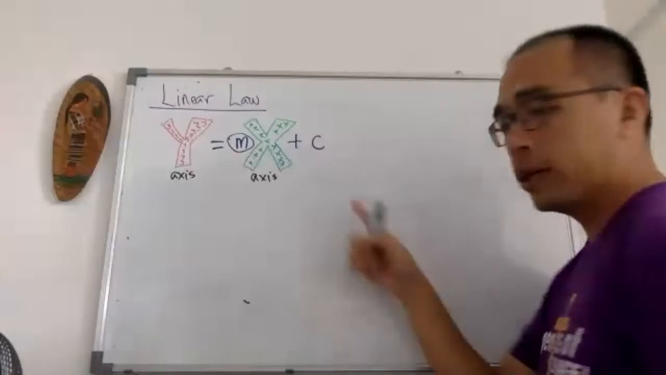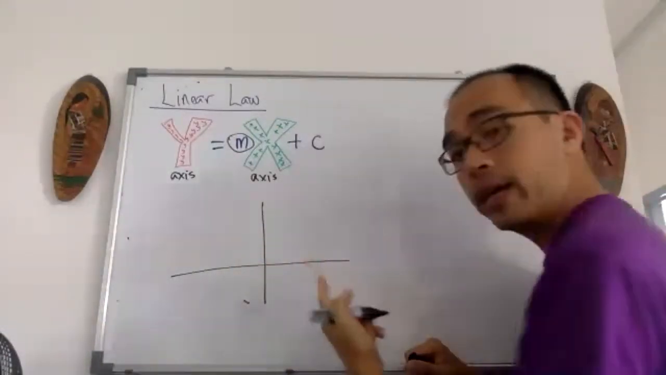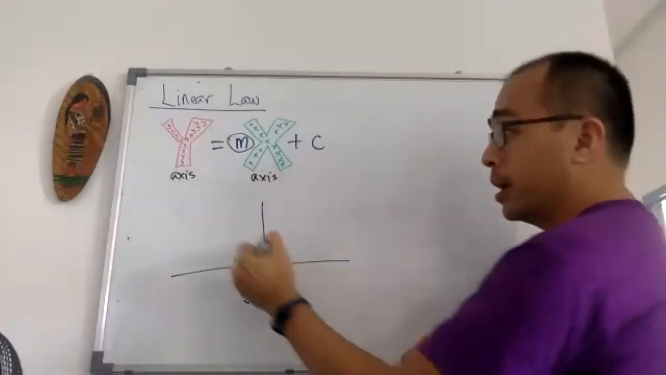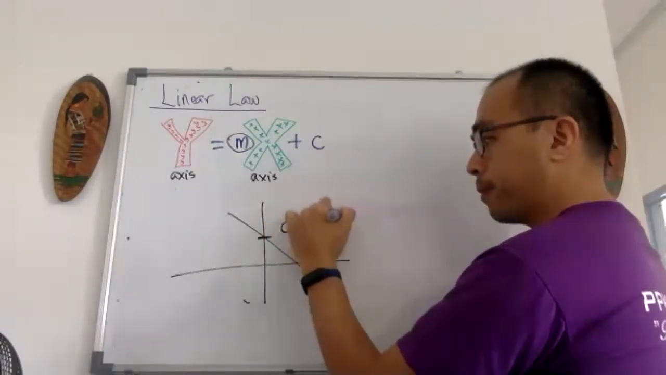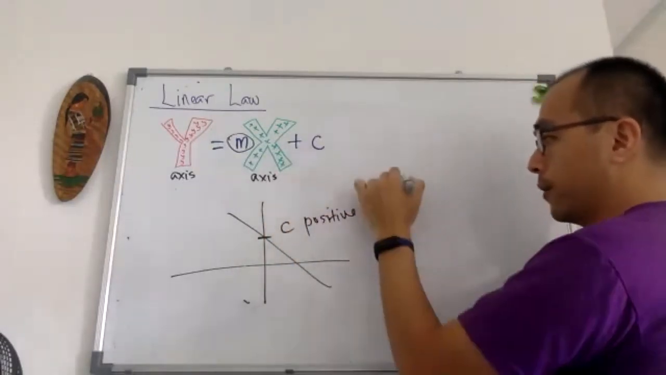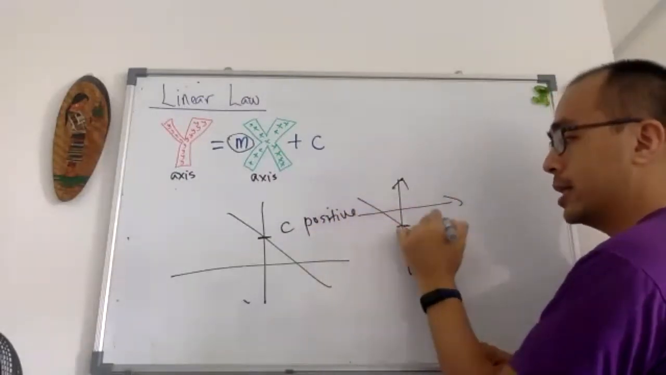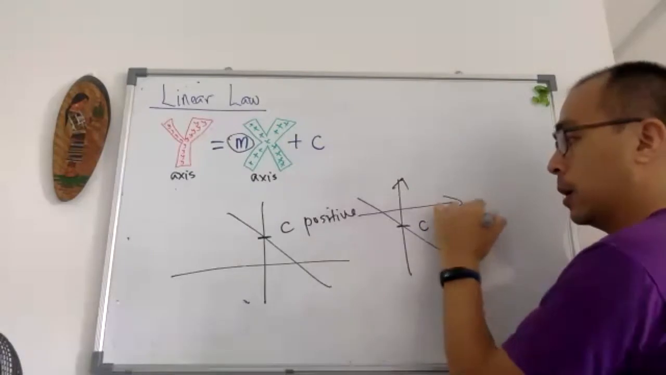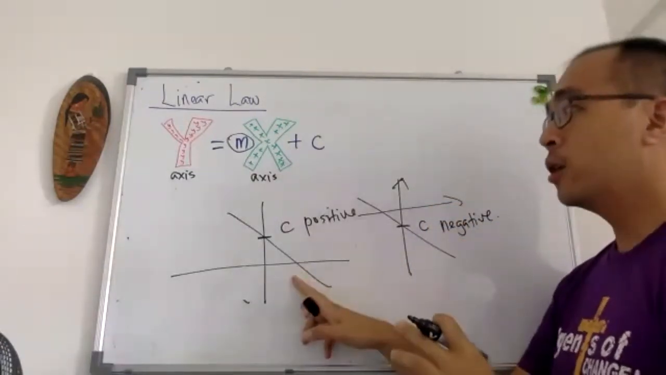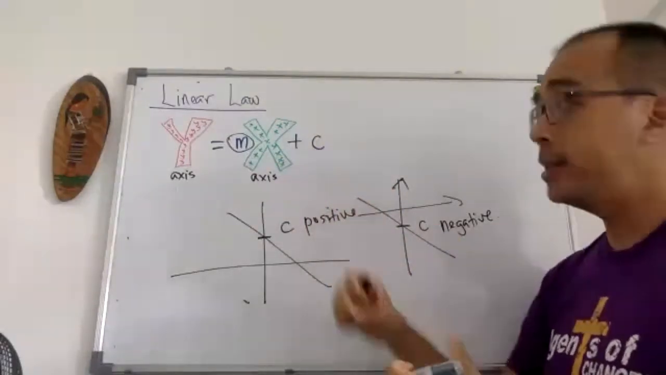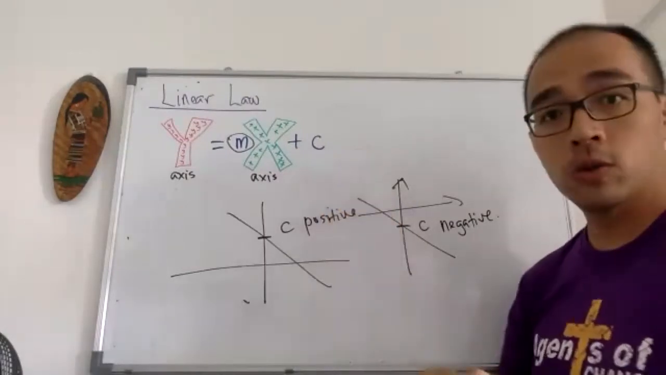And then of course, the value of c, you know that it's negative or positive depending on where it cuts the y-intercept. If it cuts the y-intercept at the top, then we know that c is positive. And if it cuts somewhere here, like this, then we know that c is a negative number. So all this small information from the graph, we can know what to expect.